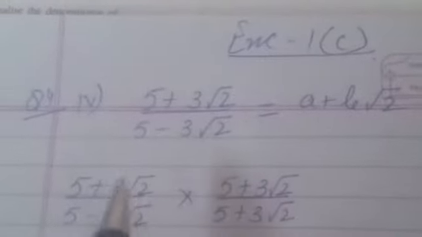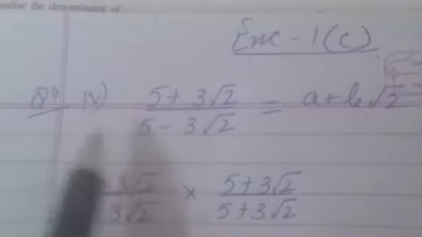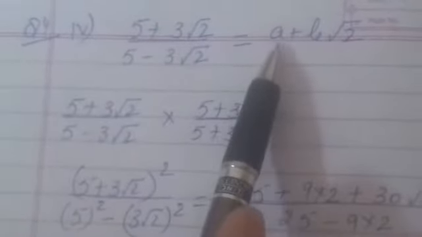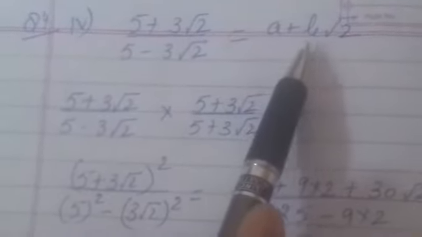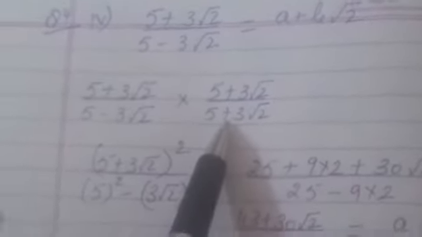Children, let's start question number 4 of exercise 1C. There are 4 parts and I'm going to solve the 4th part of the question. This is the question and you are asked to find the value of A and B. So children, what you have to do? You have to rationalize. Do you know how to rationalize?